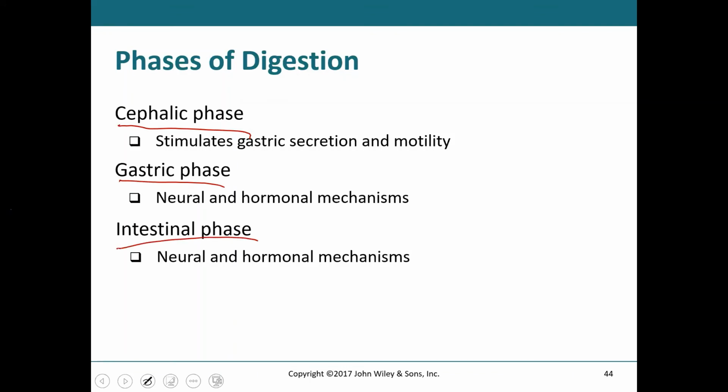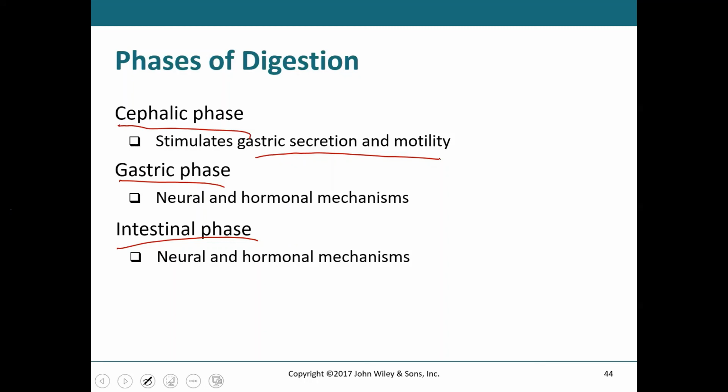Obviously the gastric phase is when food hits your stomach. The intestinal phase is in the intestines. What about the cephalic phase? Where's that? Cephalus is the head, right? The cephalic phase is in your head, and it's super, super cool because it's going to stimulate gastric secretion and motility. Well, what does that mean? It means that you actually begin the process of digestion before you even put anything into your mouth.